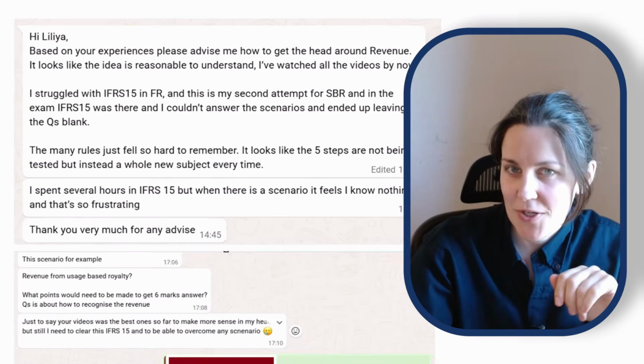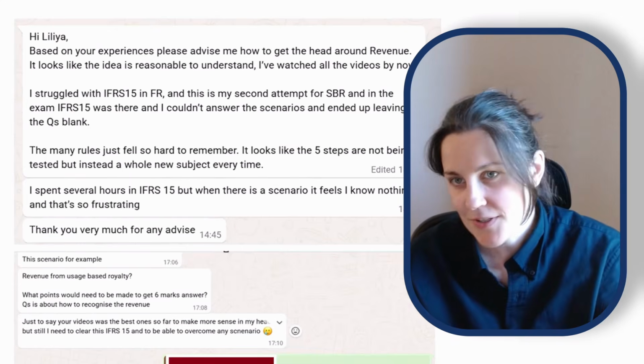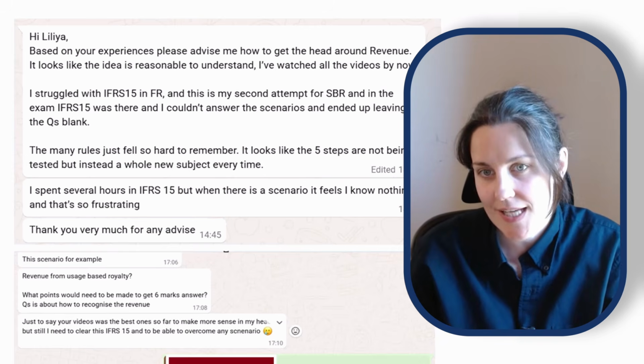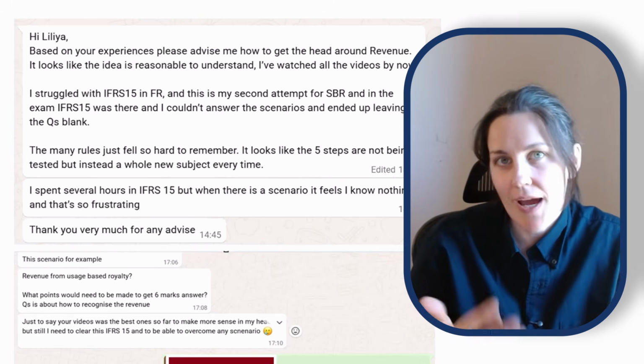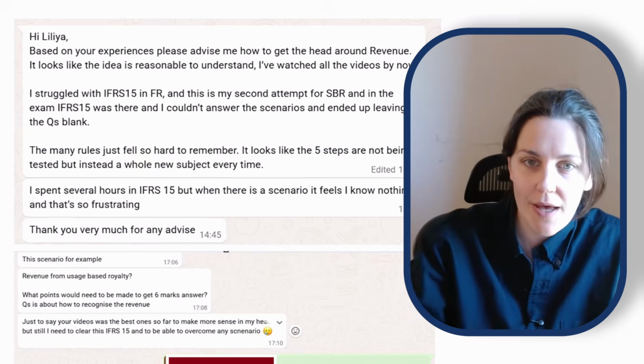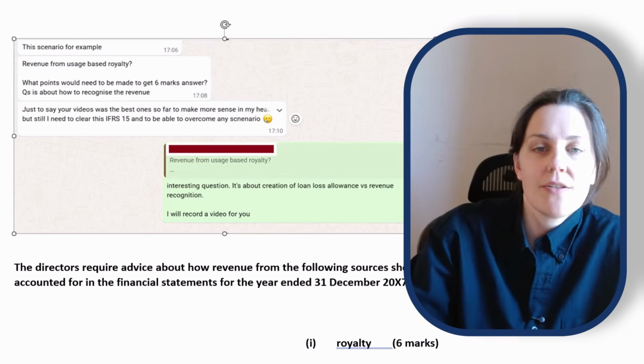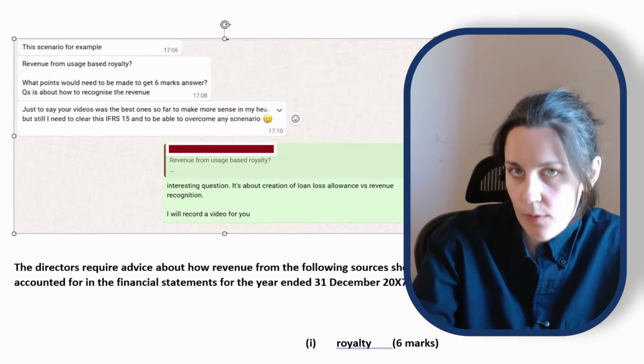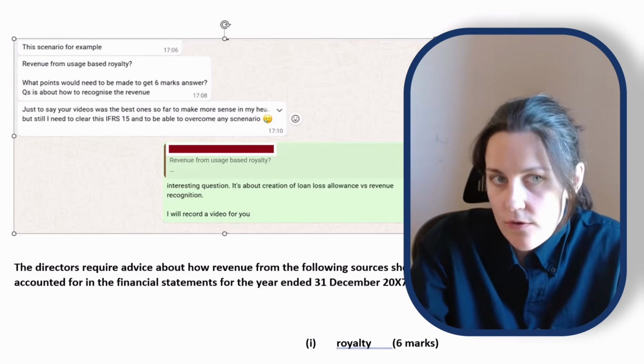I got a wonderful question from one of my students. IFRS 15 is a hard standard, and the person came to me after a retake, and the problem is to actually understand what the question is about, how to get marks, because there are 5 steps in there, but frankly speaking, when we are reading the question, it's unclear which of the steps is applied.